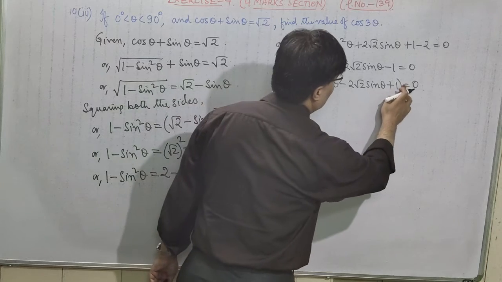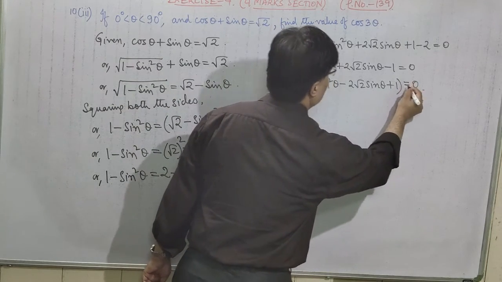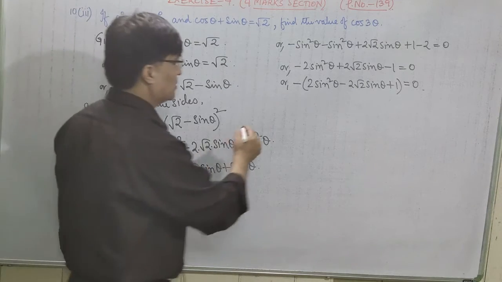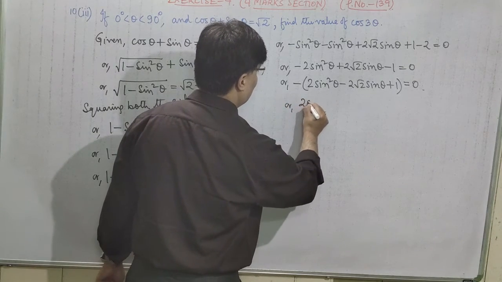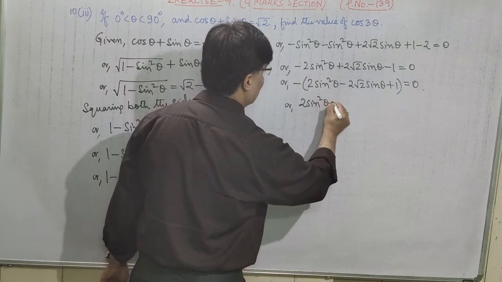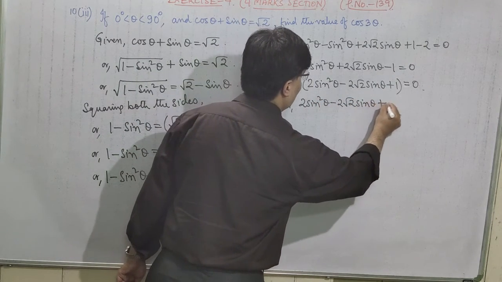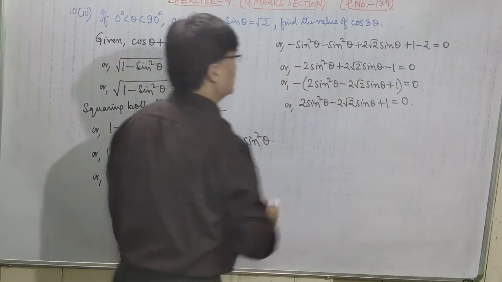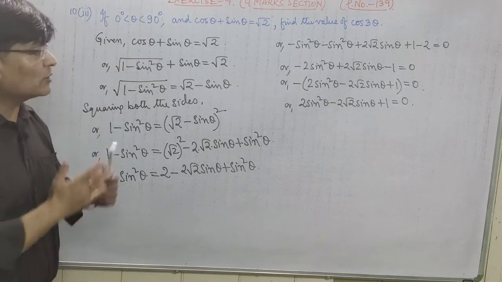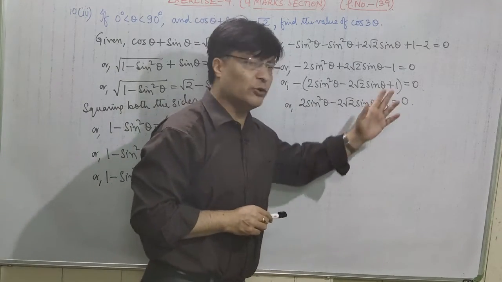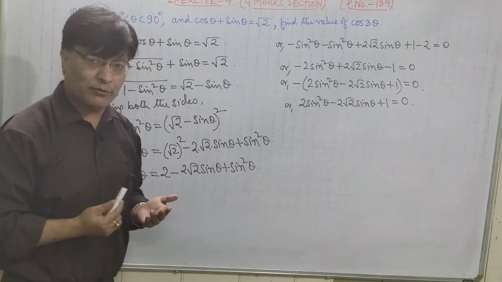Okay. Since there is 0 on the right hand side, you don't have to write a minus sign on the left hand side. So it will be 2 sin square theta minus 2 root 2 sin theta plus 1, which is equal to 0. So we have got this equation. Now how can we solve this equation? You have to solve this equation, right?